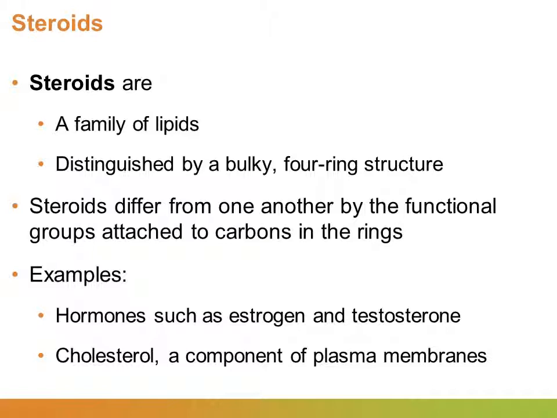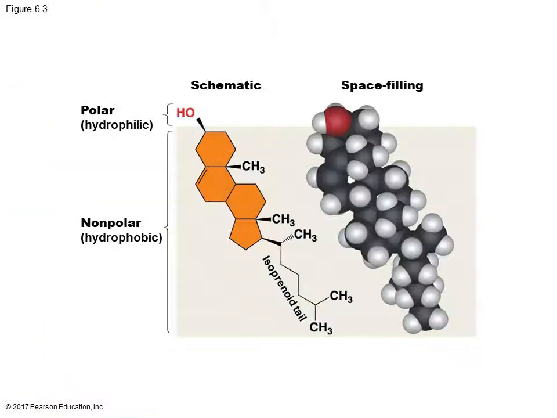So what are some famous steroids? Estrogen, testosterone, and cholesterol. We'll talk about cholesterol because we find cholesterol in plasma membranes. This is what a steroid looks like. You see the four-ring structure. And notice this structure has a hydrophilic and a hydrophobic side. It is both polar and nonpolar, and we'll learn that the word for this is amphipathic.